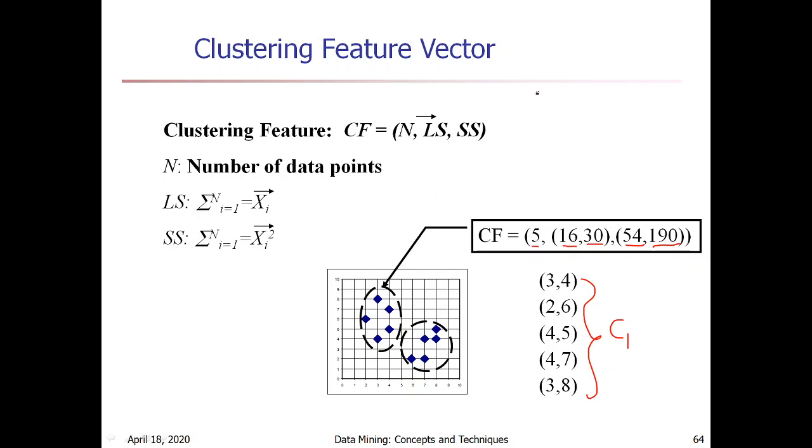Here, if there are two clusters given, and we want to find the merged cluster, we use a method called additive. So here it is given as C1 and C2. Now the merging of the two clusters can be done using the addition of the clustering features: the addition of clustering features 1 and clustering features 2.